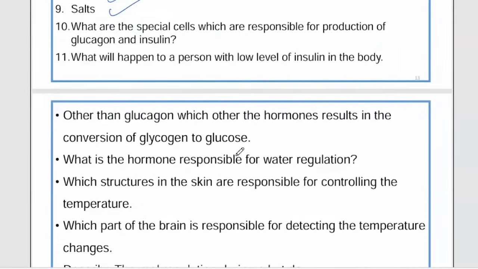Other than glucagon, which other hormone results in the same conversion of glycogen back to glucose? That is adrenaline, because it's also used for emergency, yes, so that more glucose is being produced. What is the hormone responsible for refrigeration? That is the ADH, antidiuretic hormone. Which structures in the skin are responsible for controlling the temperature? That is the sweat gland and the blood vessels of the skin, so you have to know that.